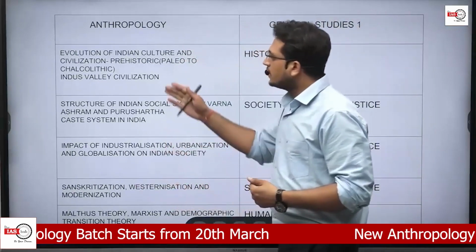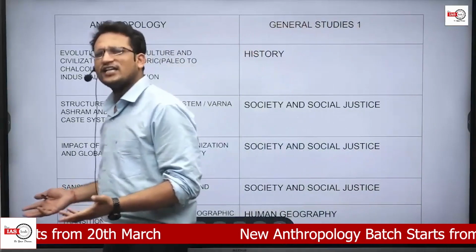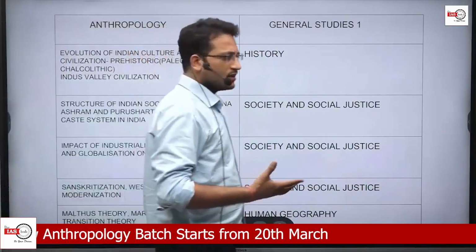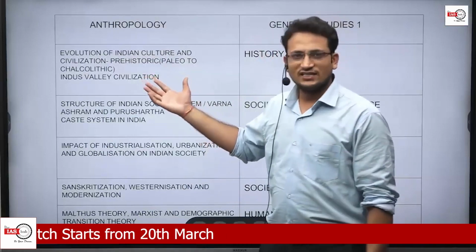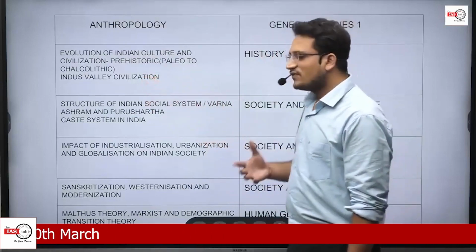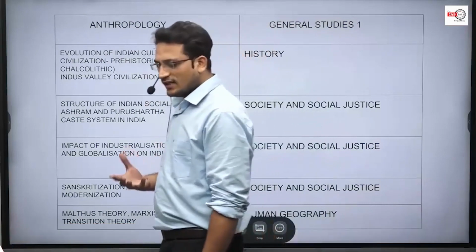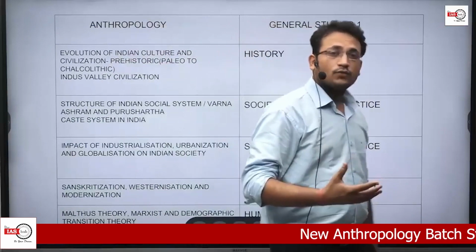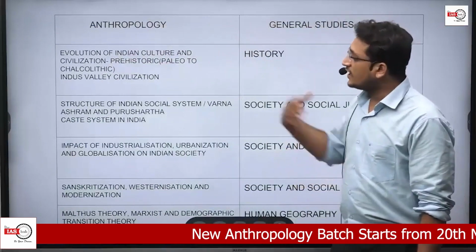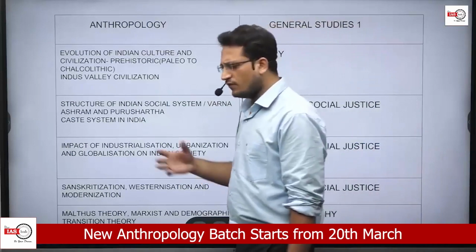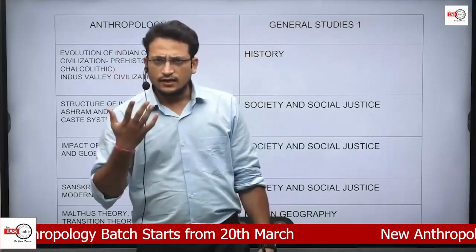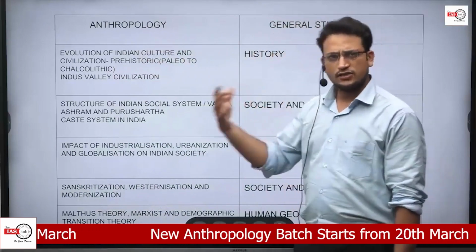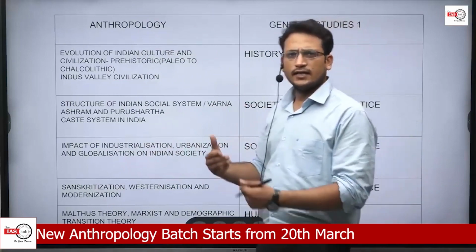The second aspect is the Indus Valley civilization. As you all are aware, if we go with the historical aspects, history starts with the Indus Valley civilization only. So the understanding of this civilization, how it came into being, and what was the reason behind its extinction, we will see in anthropology. And it is relatively important for us to know about the Indus Valley civilization in history, GS paper 1 as well as in our prelims.